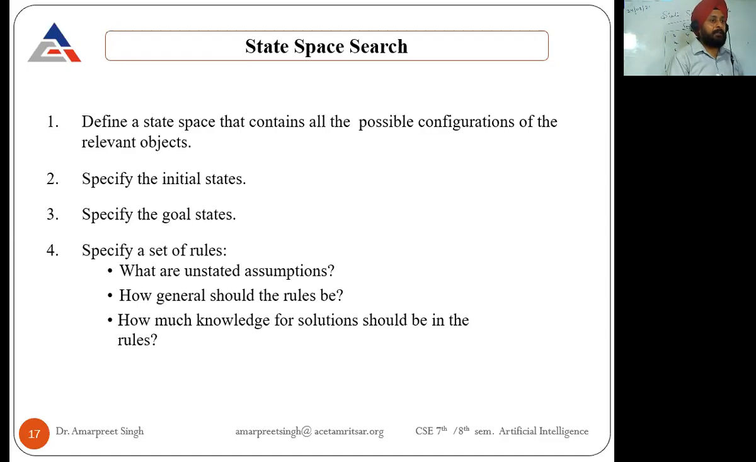So what is state space search? Define a state space that contains all the possible configurations of relevant objects. Possible configuration means possible moves. We have to specify the initial state, from where we have to start, also known as the current state or the start position. Then we have to specify the goal state or states. There can be one state treated as the goal state, or more than one. You have to specify that. Then you have to specify a set of rules. So what are the set of rules?